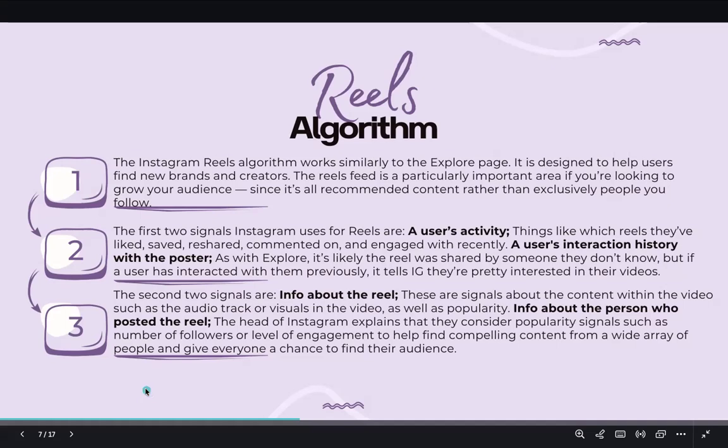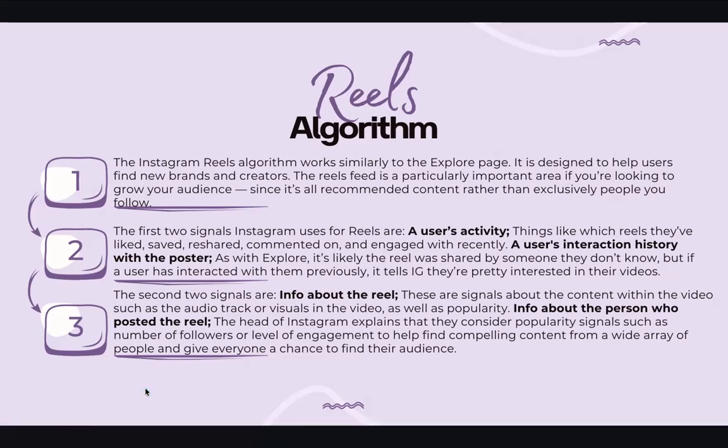The first two signals Instagram uses for Reels are your activity. So, which reels you have liked, saved, reshared, commented on, and engaged with recently. And then the activity with the poster that you're seeing, right? So, if you have engaged with this person recently, if you have shared this person's content recently, it's going to look for that. If you have, it's going to tell Instagram that you are interested in their videos, okay? And it's going to show you more videos.